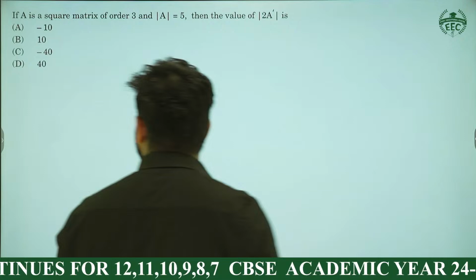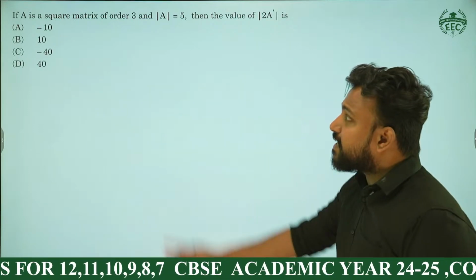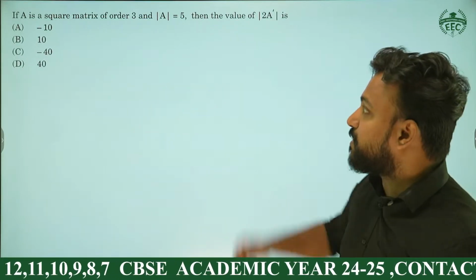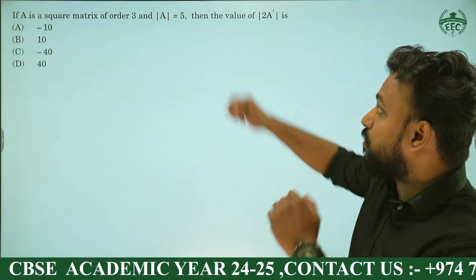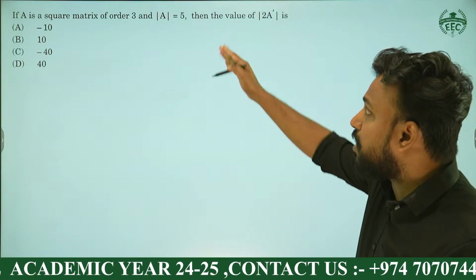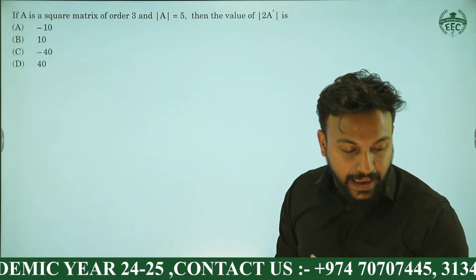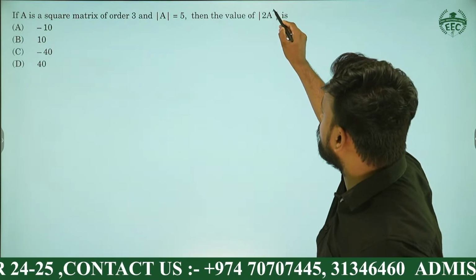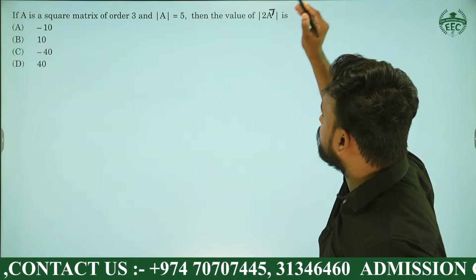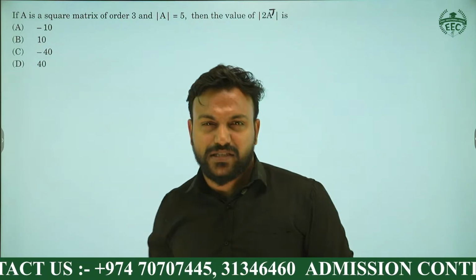Okay, listen guys. If A is a square matrix, matrix A is a square matrix of order 3, the matrix is having the order 3 and the determinant of the matrix A is equal to 5, then the value of the determinant of 2 times A transpose.